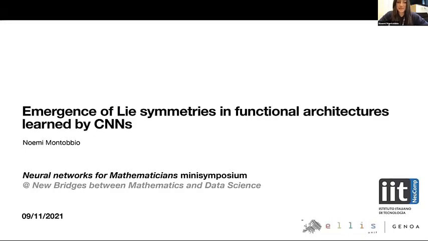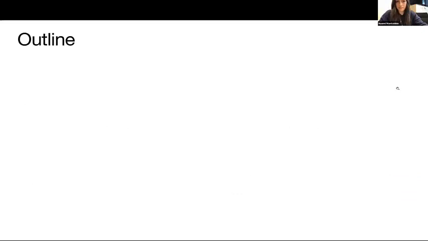Compared to the previous speakers, I'm going to give a slightly different point of view. I'm not focusing on the math in the formulation or training of a neural network in this case, but rather on the approximate geometric invariances that are found in the learned weights, so in the configuration that the network learns from natural images. So first, just an outline of the talk.